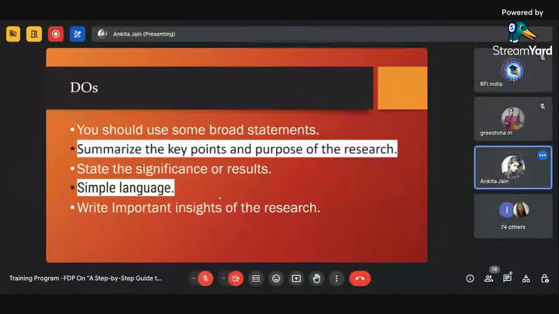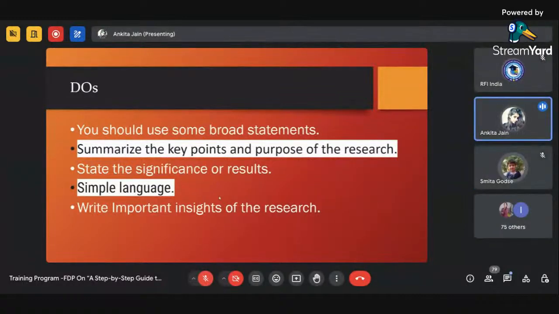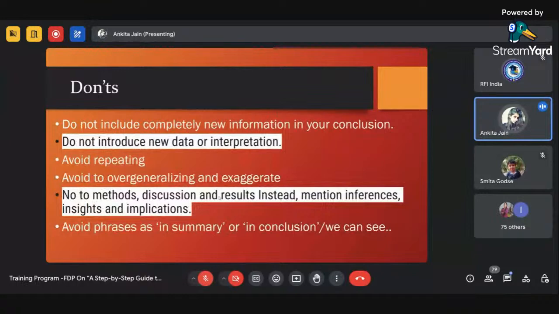Then summarize the key points and purpose of the research. Also, as I've told you, the purpose or objectives of the research must be summarized in keywords or some points. You can also use bullets, but the paragraph should be one or two, not more than that. Now, let's talk about don'ts.